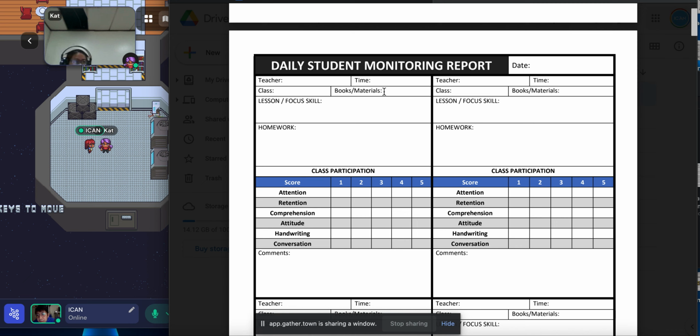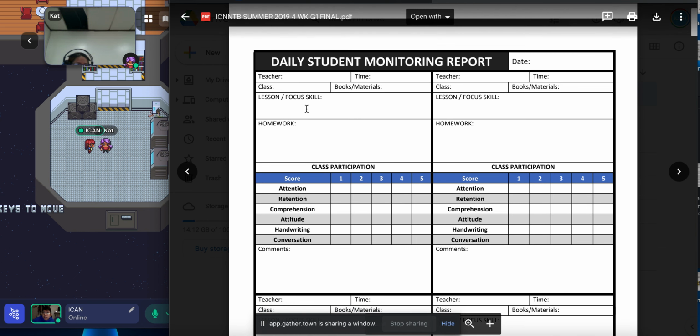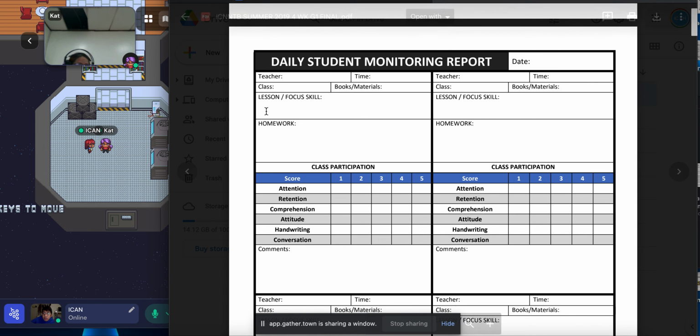Or write the acronym or something. And the lesson. This is for today's lesson. Or if the student is not really following a lesson plan, then what focus skill are you targeting for today? For example, if it's just free talking, sometimes students are like that, they're only doing free talking, so you can just write free talking, or whatever skill they want to focus on.